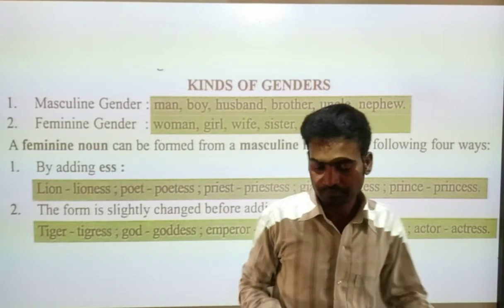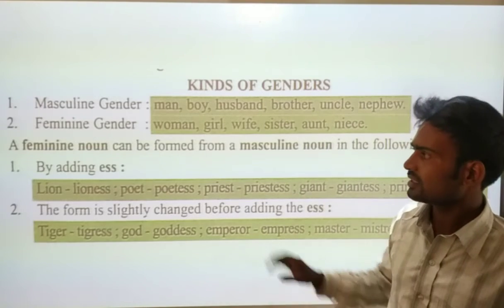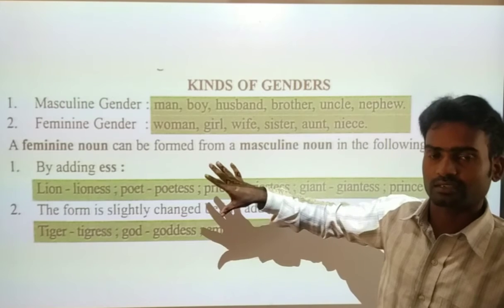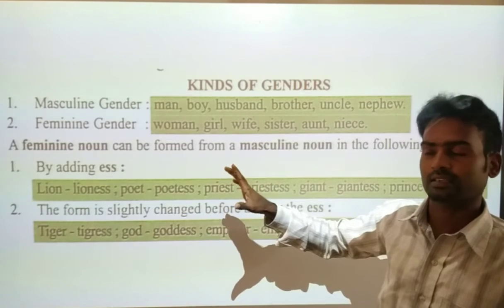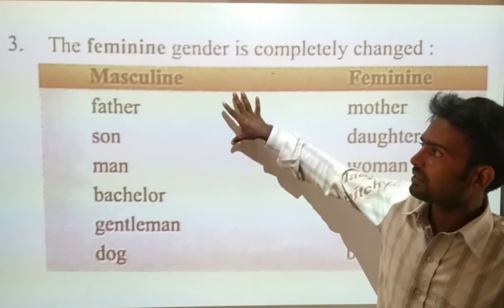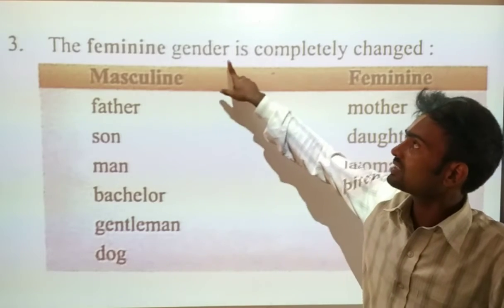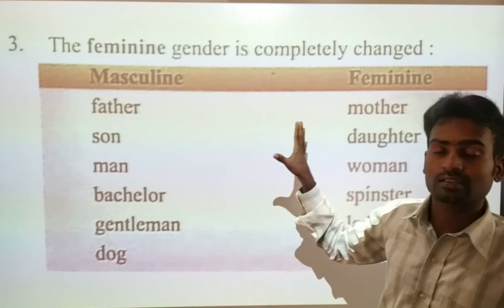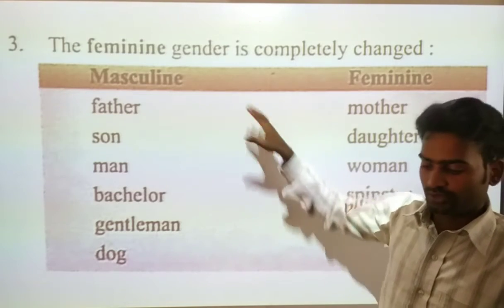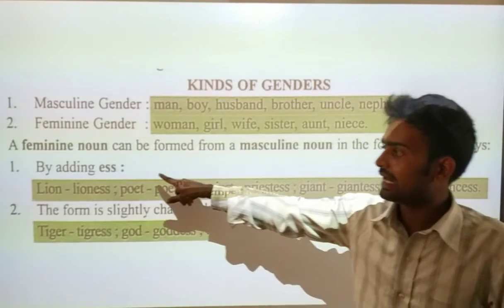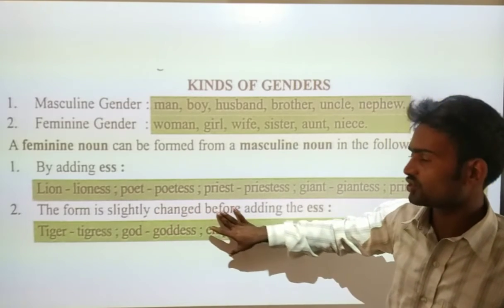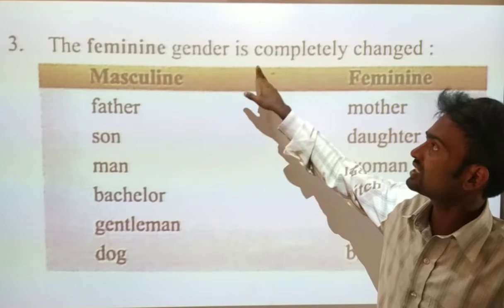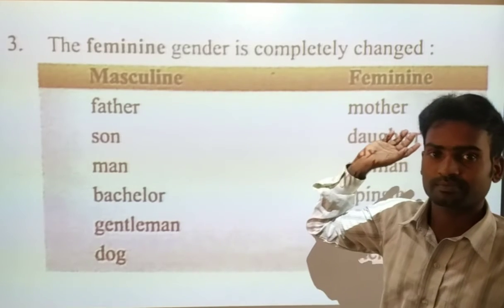The next one is, in this way only we can form a gender. Ladka, ladki. Okay? So some examples we have. Here, the third option is, so here we have seen two, by adding ess, and here something changed, two we have seen. One more we have, the feminine gender is completely changed.